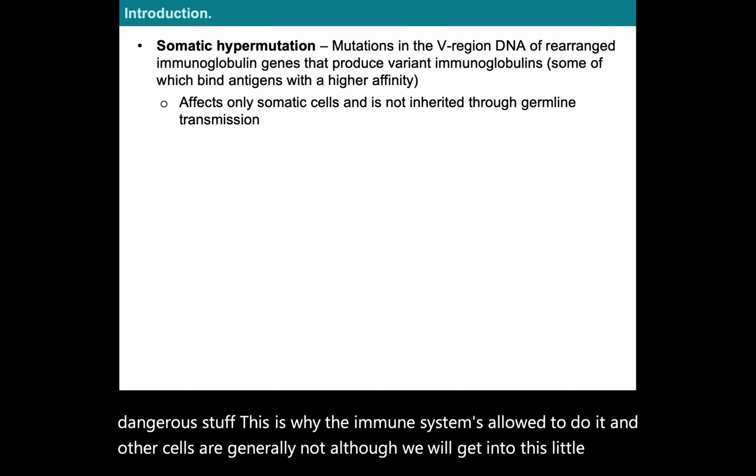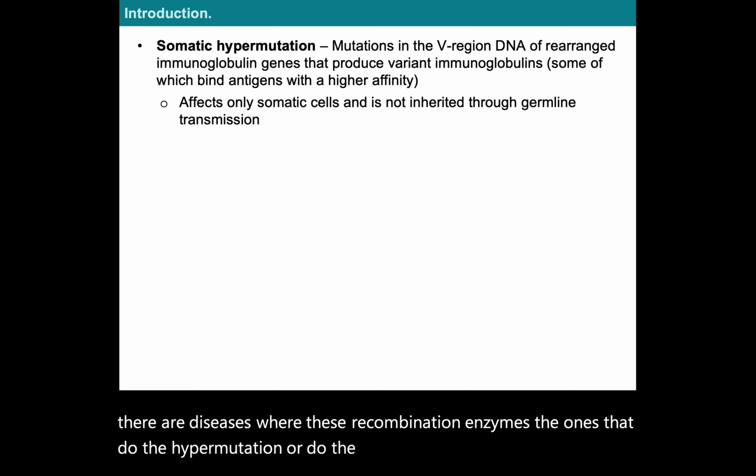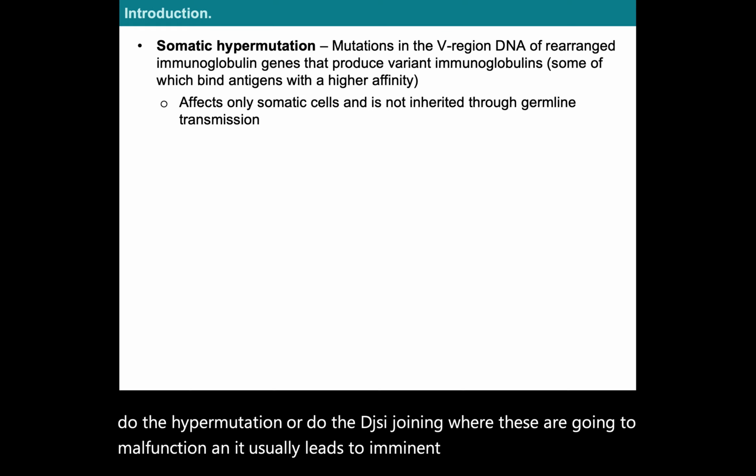There are diseases where these recombination enzymes, the ones that do the hypermutation or do the VDJC joining, are going to malfunction, and it usually leads to immunocompromise and some other problem on top of that.